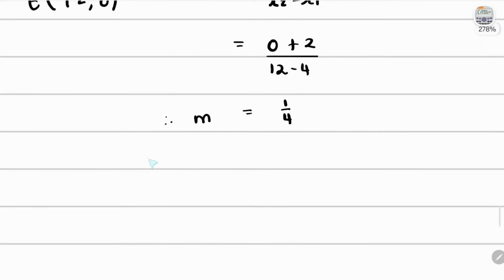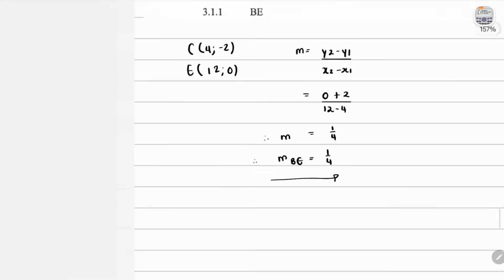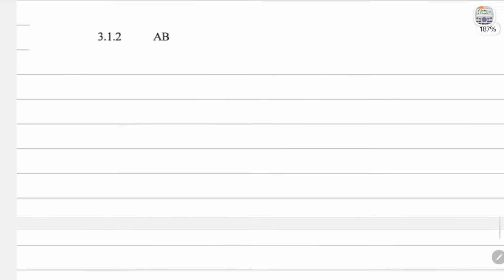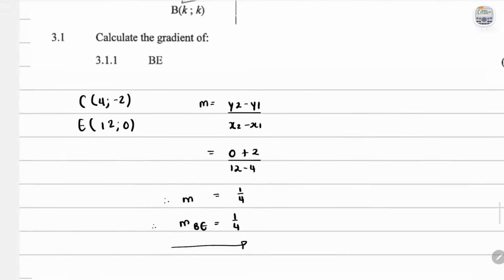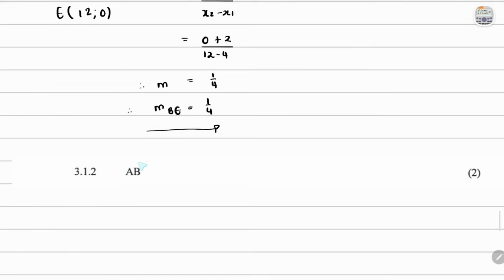And then we can just conclude, therefore, the gradient of BE is simply equal to 1 over 4. And that is our answer. Question 3.1.2 says we need to calculate the gradient of AB.